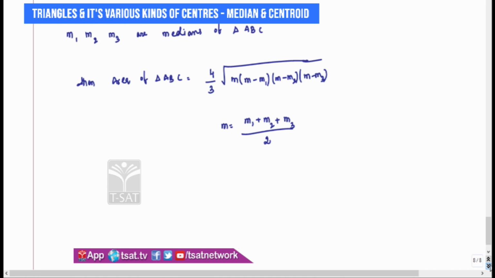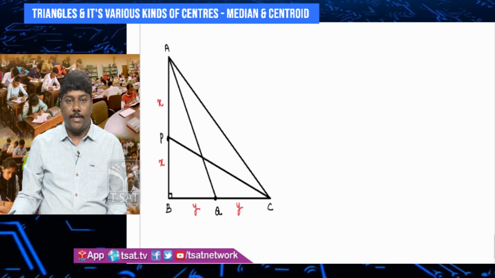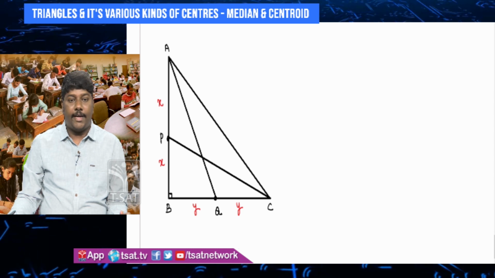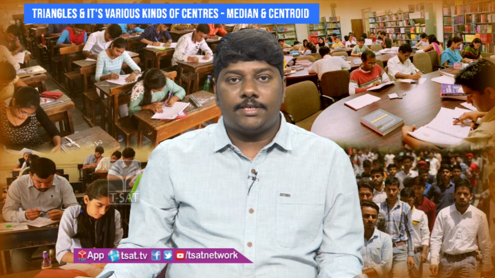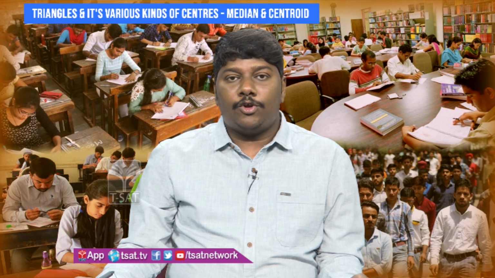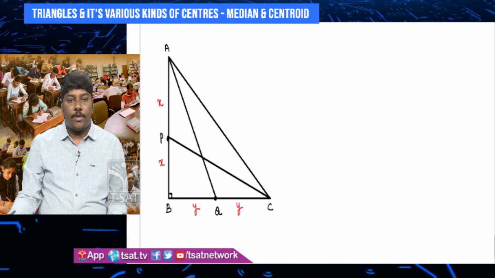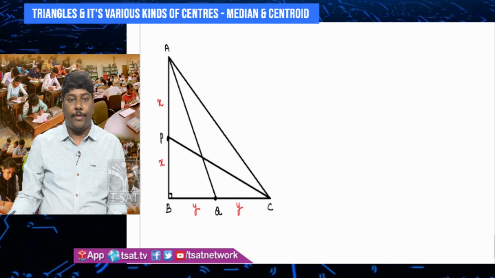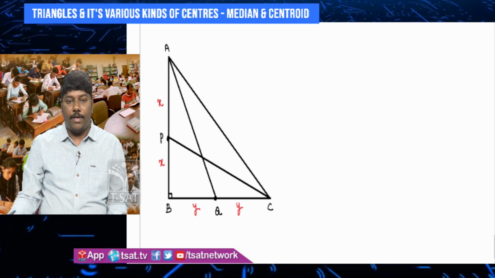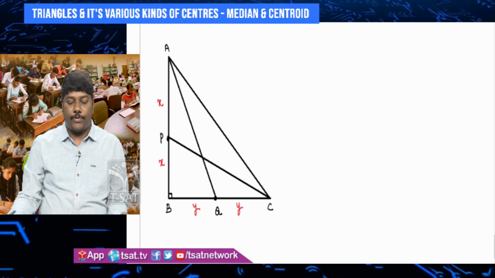Now let's consider medians in a right angle triangle. I am taking a right angle triangle ABC as shown in the figure, where the right angle is at B. Now AQ and PC are medians of this triangle. Medians are intersecting as shown in the figure, and P is the midpoint of AB, Q is the midpoint of BC. Now apply Pythagoras rule in this triangle.